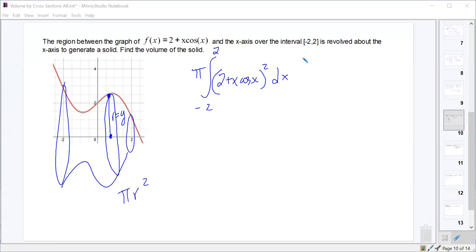All right, now this integral, even if you were to distribute this out, you get 4 plus 4x cosine x plus x squared cosine squared x. That's an integral that is a calc 2 integral you won't be able to do. So we're going to use our calculator to approximate this.